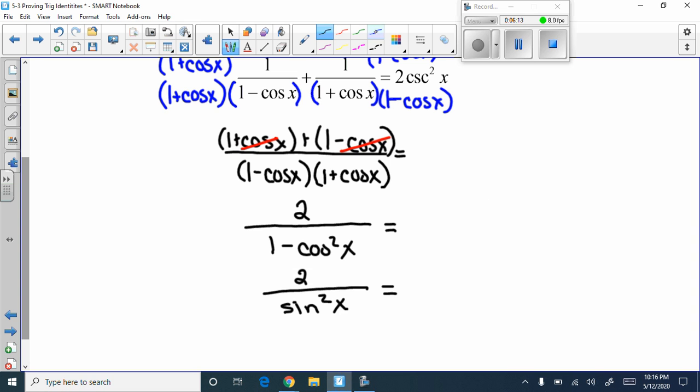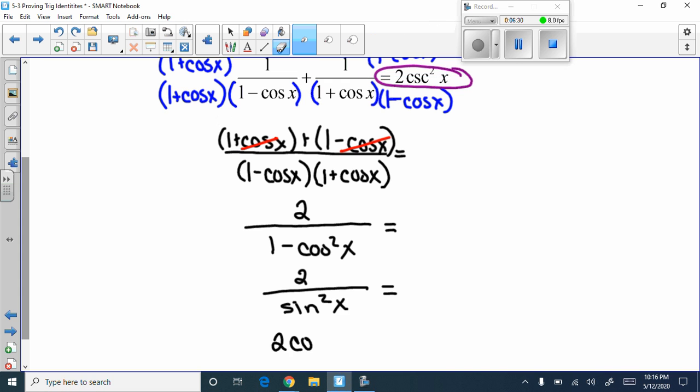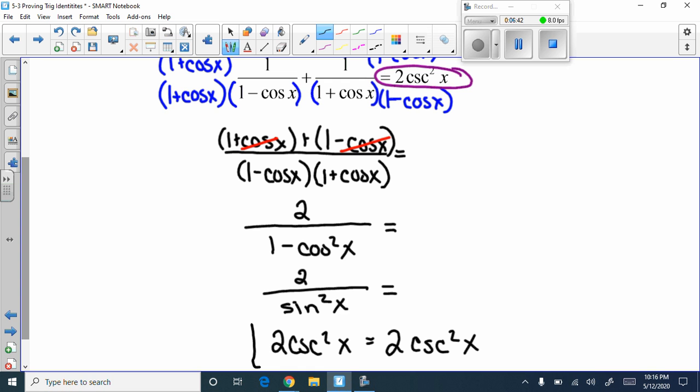And we're getting really close to what we're trying to show over here on the right with the 2 cosecant squared x, because the reciprocal of sine, 1 over sine, I should say, is cosecant. And so now you have 2 cosecant squared x, and that's what we are trying to verify over on the right-hand side. And so we're all set. By finding a common denominator, putting these fractions together, and using our Pythagorean identities, we were able to get to that outcome.